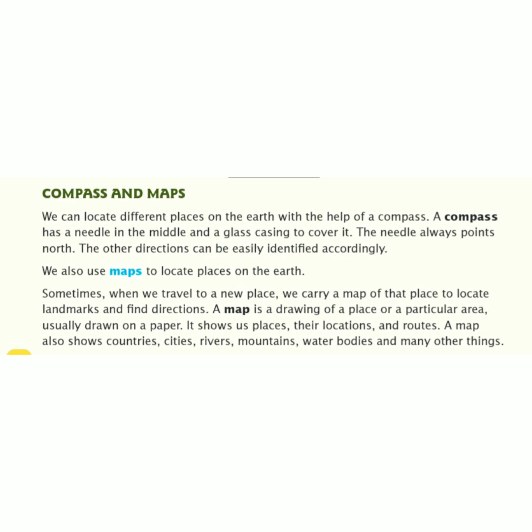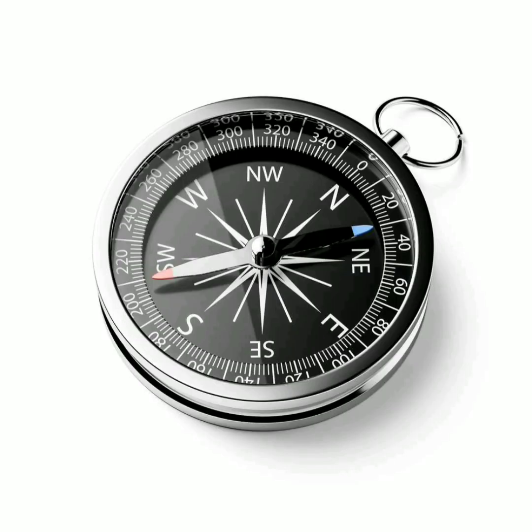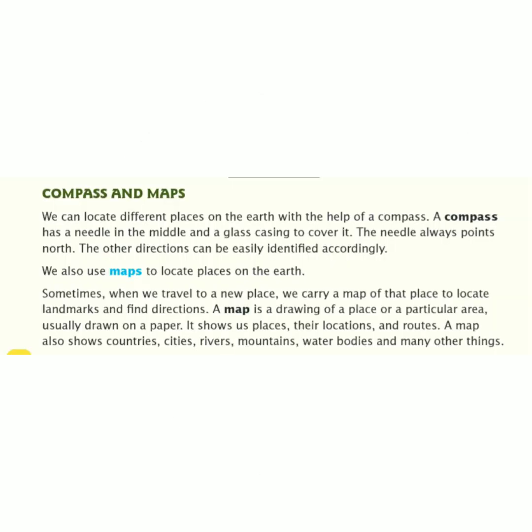Compass and maps. A compass looks like this, students. We can locate different places on the earth with the help of a compass. A compass has a needle in the middle and a glass casing to cover it. The needle always points north. The other directions can be easily identified accordingly. We can use maps to locate places on the earth.